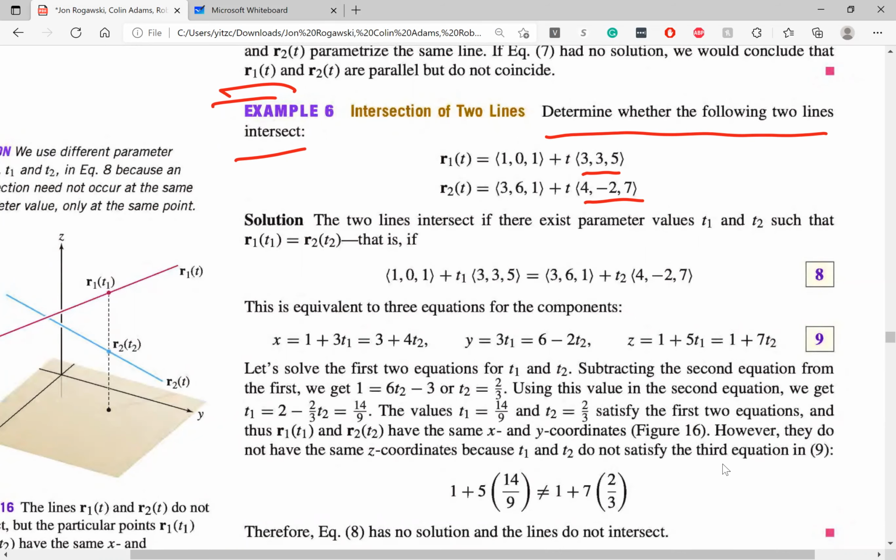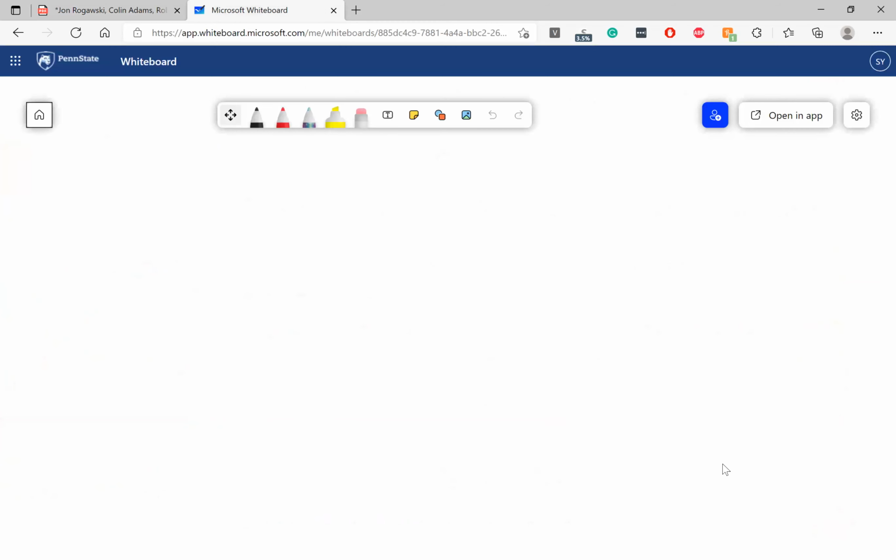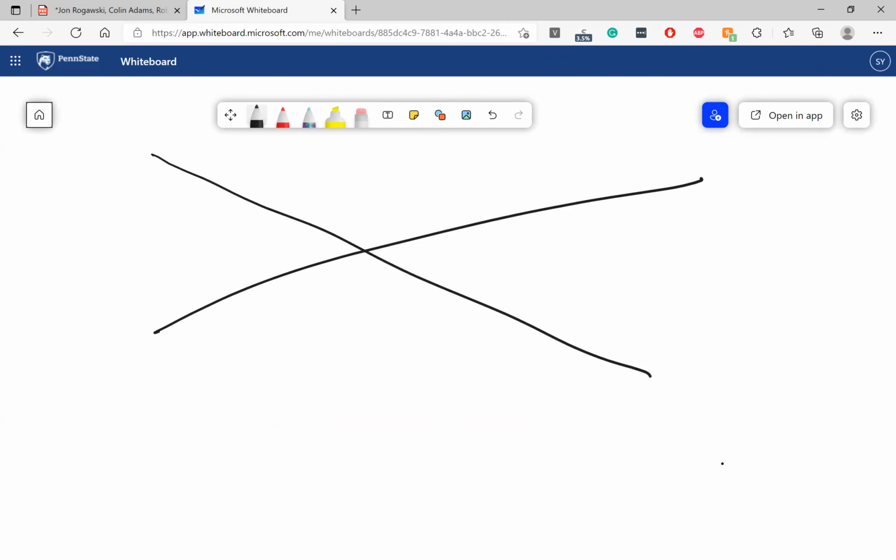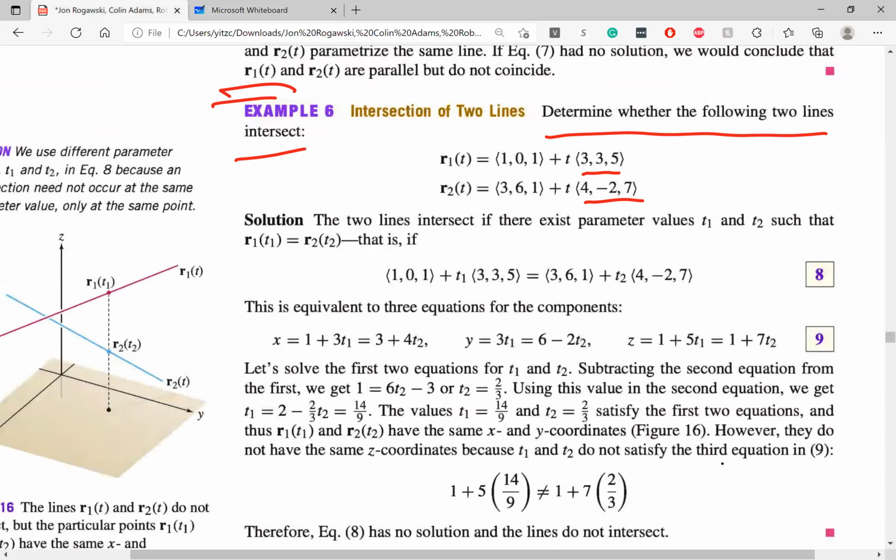But the question is, you have these two lines. Let's imagine that this is one of them in 3 dimensions, and here's another. They might intersect at some point, or they might just be farther away from each other and never intersect. So that's the question that we are trying to determine.